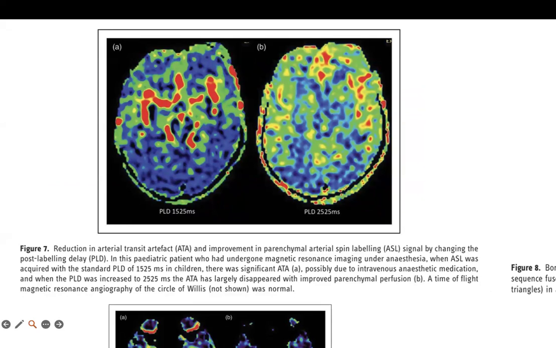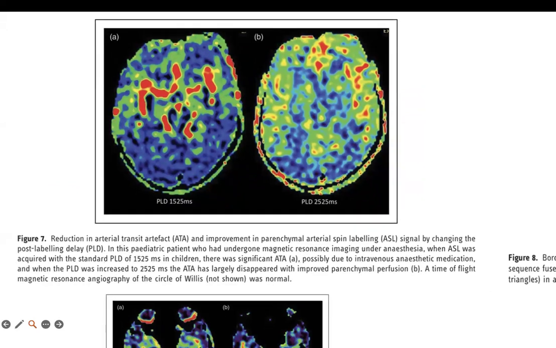But this child has received an IV anesthetic agent. Because of that, the blood flow is a little bit decreased, so it is showing as arterial artifact. But after the PLD was increased to 2500, the perfusion is almost normal.